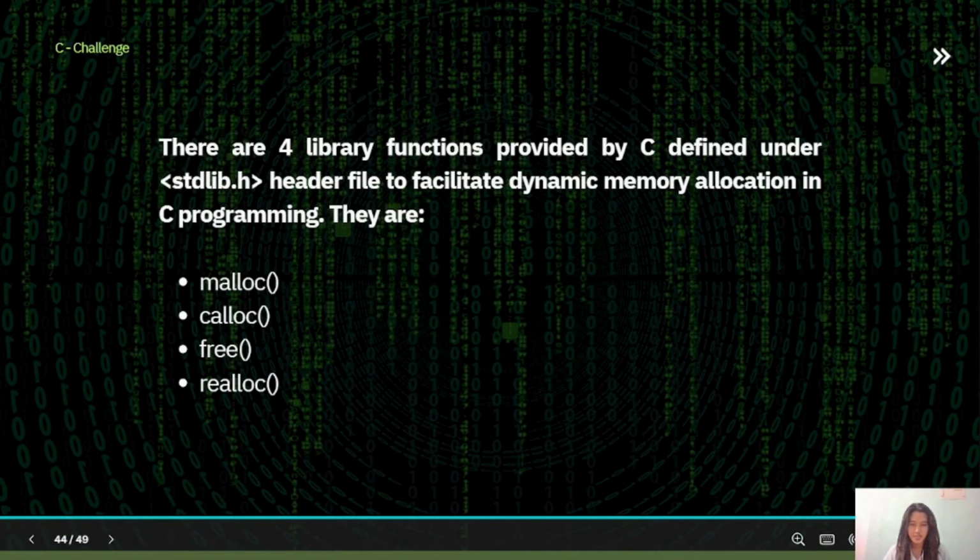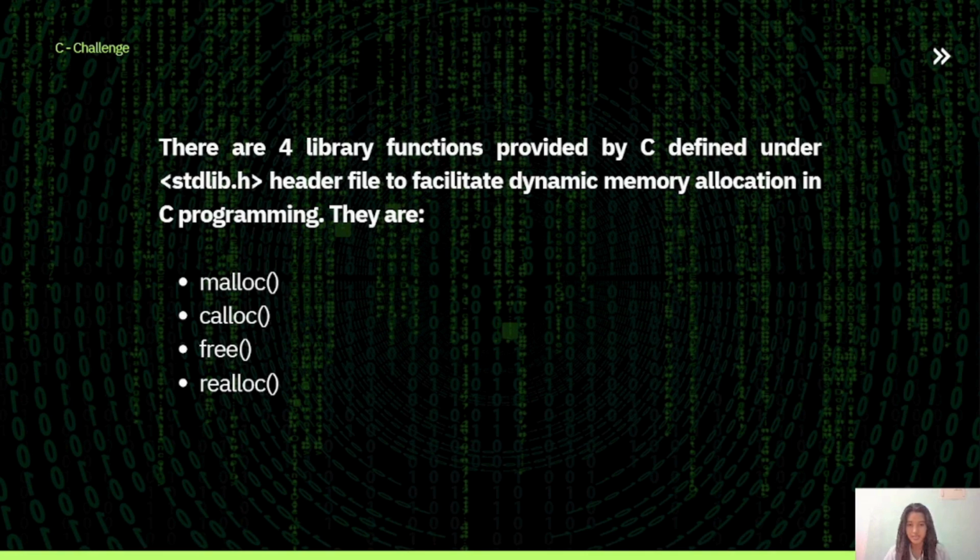Next, there are 4 library functions provided by C defined under the stdlib.h header file to facilitate dynamic memory allocation in C programming. They are malloc, calloc, free, and realloc.